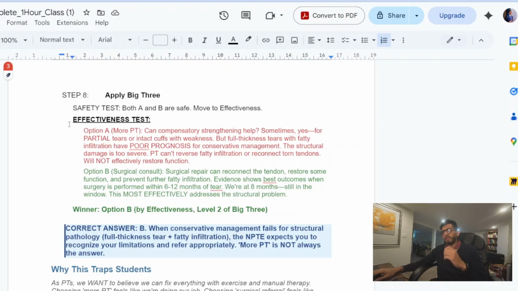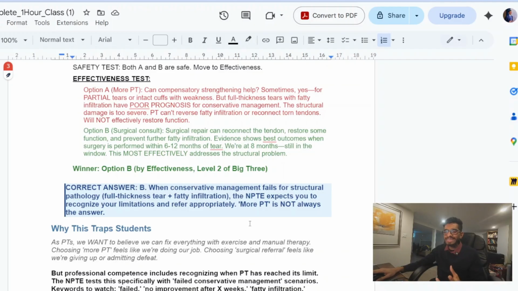You're looking for safety first, and both A and B are safe. The patient is not in danger, so you go for effectiveness. Now, if effectiveness fails, what do you go for? The most research-backed option. When conservative management fails for structural pathology like a full thickness tear or fatty infiltration, the NPTE expects you to recognize your limitation and refer appropriately. More PT is not always the answer.